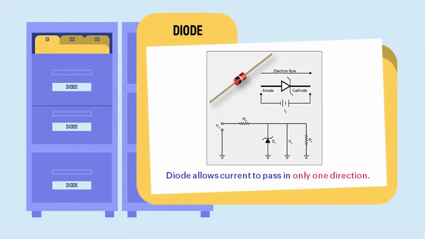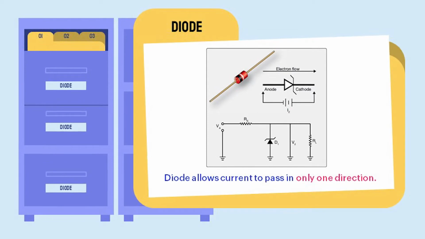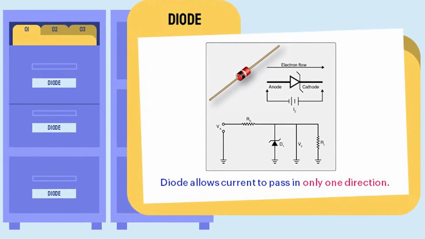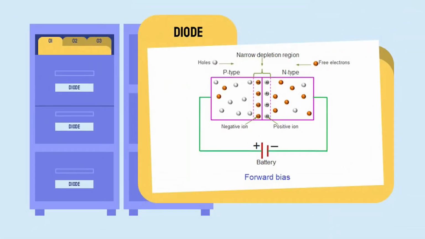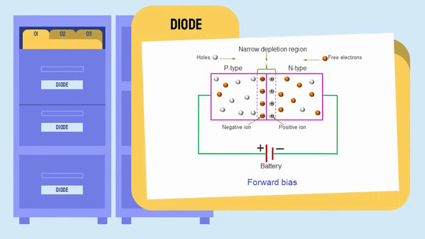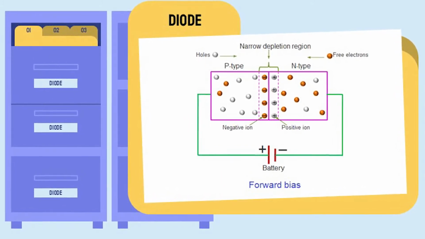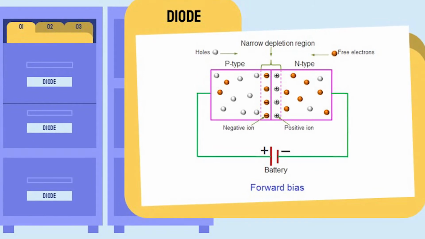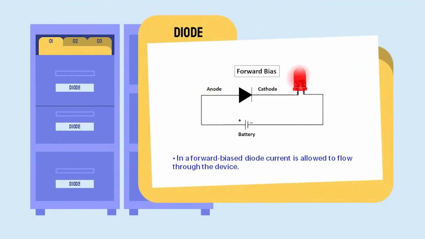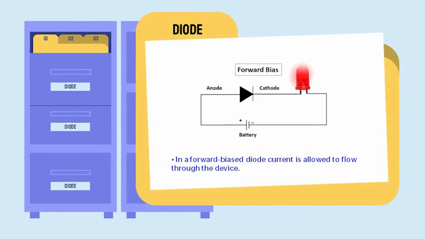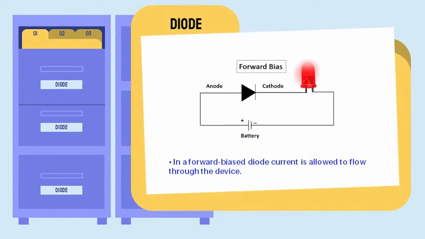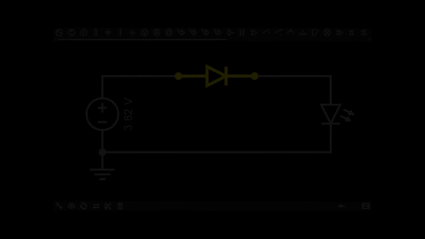Bias is an external voltage applied to a p-n junction device so that the device allows current to flow in one direction. The device is said to be forward biased if the anode is connected to the positive end and the cathode is connected to the negative end of the battery. The forward bias reduces the potential barrier of the diode. It is an easy path for the flow of current. In a forward biased diode, current is allowed to flow through the device.